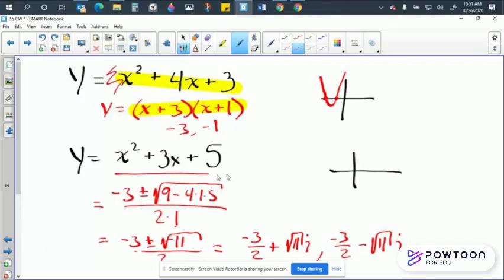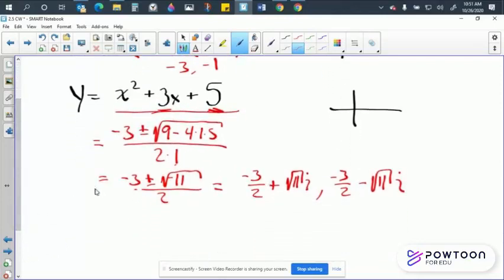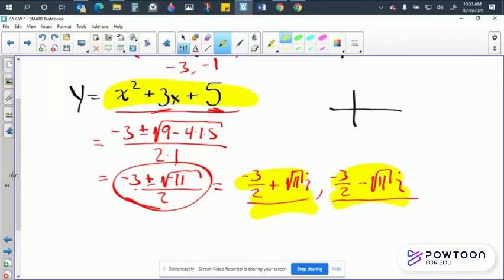Now, if I have a function like this one that I cannot factor, I don't have two factors that multiply to give me 5 and add to give me 3, so I'd have to go to the quadratic formula. Using the quadratic formula, I would end up having a complex number. So we'd have -3/2 plus the square root of 11i and minus the square root of 11i. That leaves us with two complex zeros. So this quadratic function does still have two zeros. They just happen to be complex zeros.